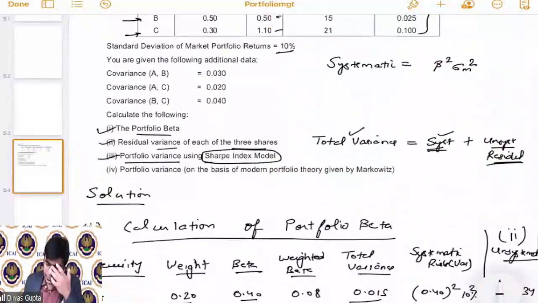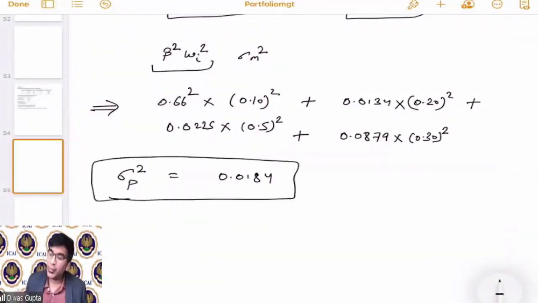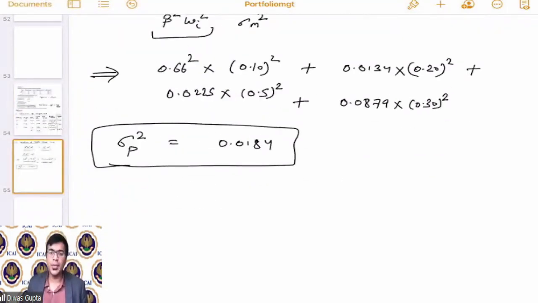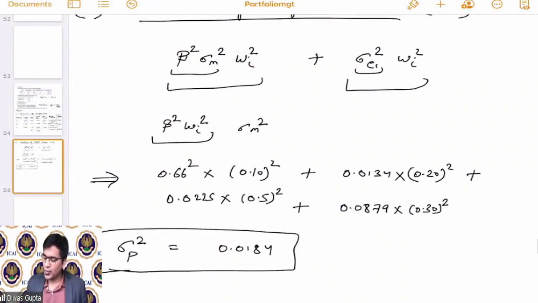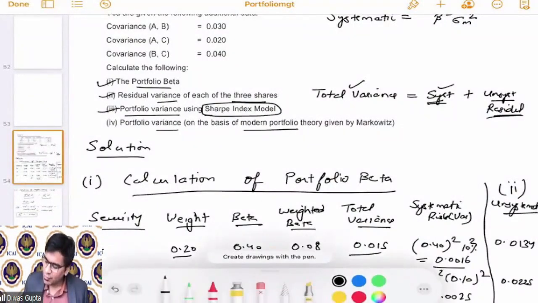Now in the question they have asked us portfolio variance only. They have not asked us to calculate the portfolio standard deviation or portfolio risk. In case portfolio variance is asked, this is where our answer is finished. Okay, students. So this is using the Sharpe's index model. We have applied both systematic and unsystematic risk to calculate the portfolio risk, portfolio variance.